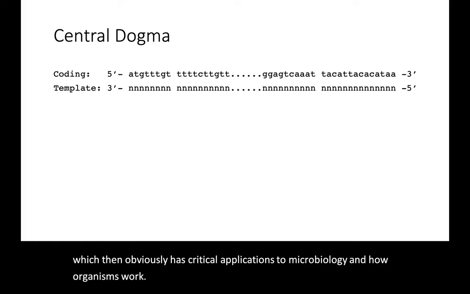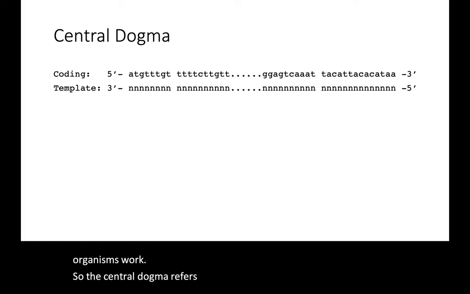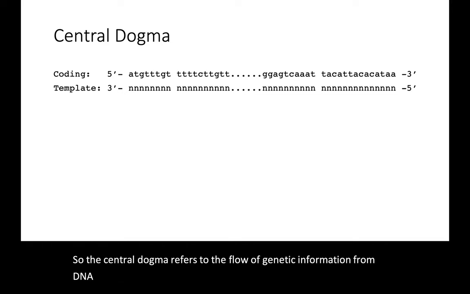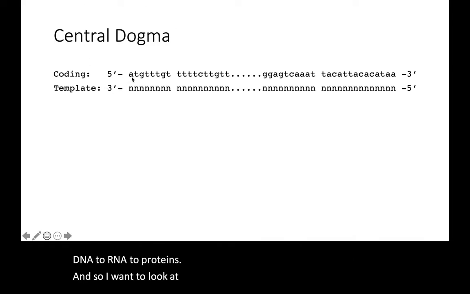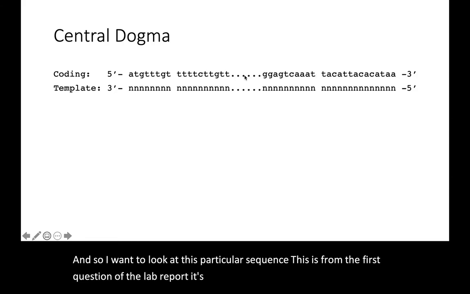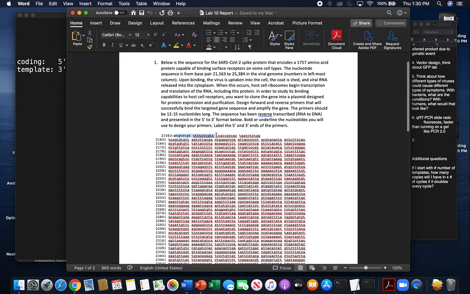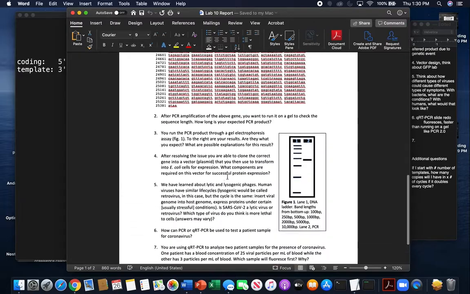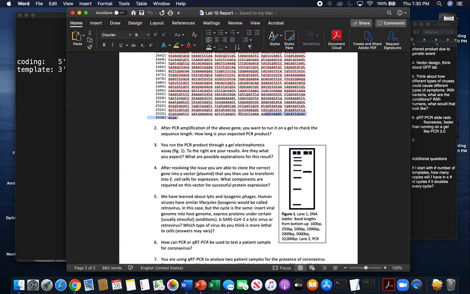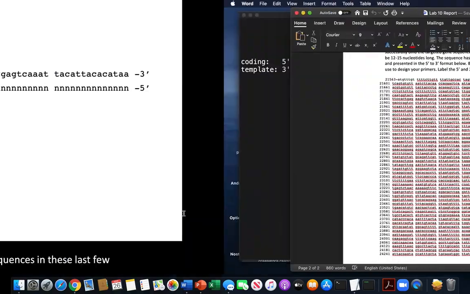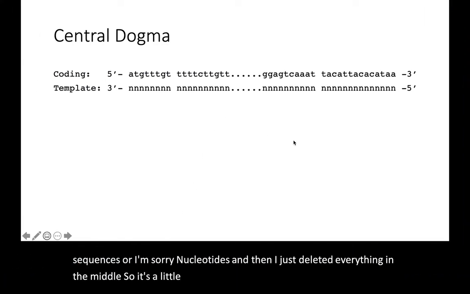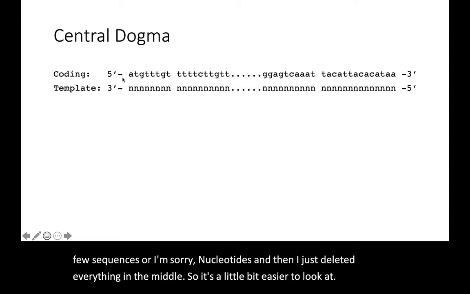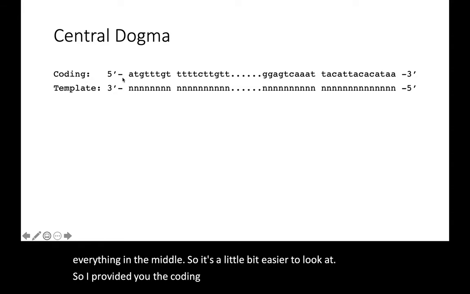So the central dogma refers to the flow of genetic information from DNA to RNA to proteins. And so I want to look at this particular sequence. This is from the first question of the lab report. It's the same sequence. I've just taken out all this middle part, so I just took these first few nucleotides and these last few nucleotides, and then I just deleted everything in the middle, so it's a little bit easier to look at. So I provided you the coding strand of the sequence that we're looking at.